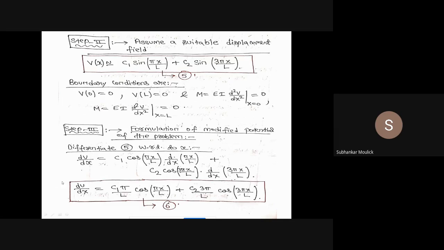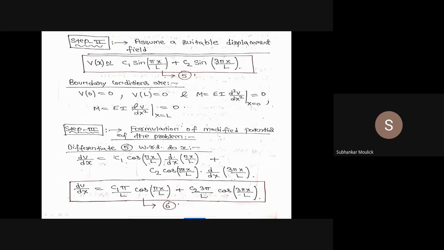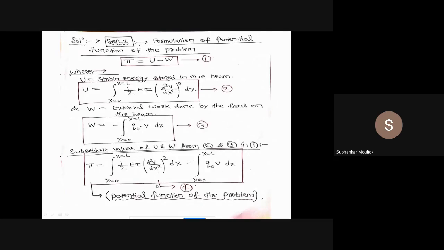If you differentiate it first time, it is equation number 6, c1 pi by l cos of pi x by l plus c2 3 pi by l cos of 3 pi x by l. Again, if you differentiate equation number 6, you will get d2v over dx2, and that equation comes out to be minus c1 pi square by l square into sine of pi x by L minus 9 c2 pi square by L square into sine of 3 pi x by L.